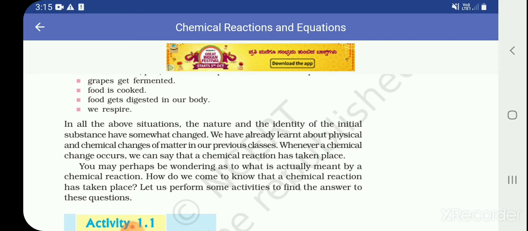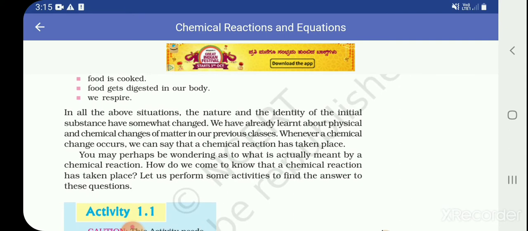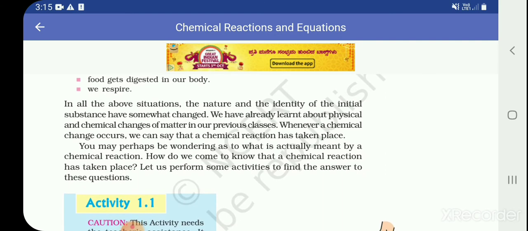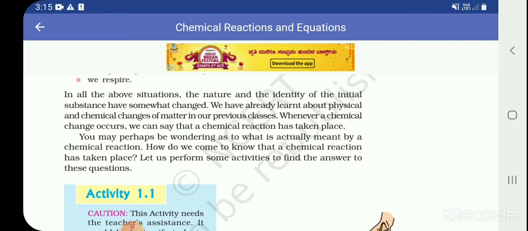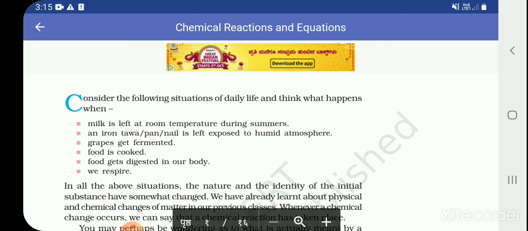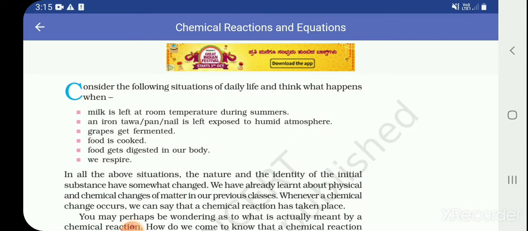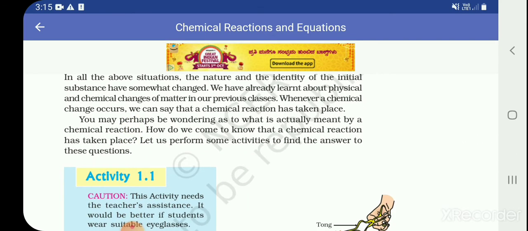Grass gets fermented. Food is cooked. Food gets digested in our body. We respire. These things we will watch in this chapter. In all the above situations, the nature and the identity of the initial substances have somewhat changed. What changes? We will watch.